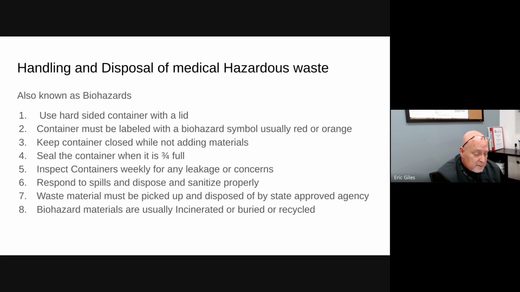Respond to spills and dispose of and sanitize properly. Okay. You know, the MSDS sheets, which we'll talk about in a little bit, for every chemical that we have in the clinic, there's a section that tells you how to clean up a spill of that product. So we need to follow those guidelines when needed. Hopefully we're not spilling a bunch of stuff everywhere, but if you've ever been around me, yeah, I spill stuff sometimes. Anyway. So yeah, make sure we're cleaning stuff up properly, and those can be found in the MSDS sheets. Which is usually in the lab.